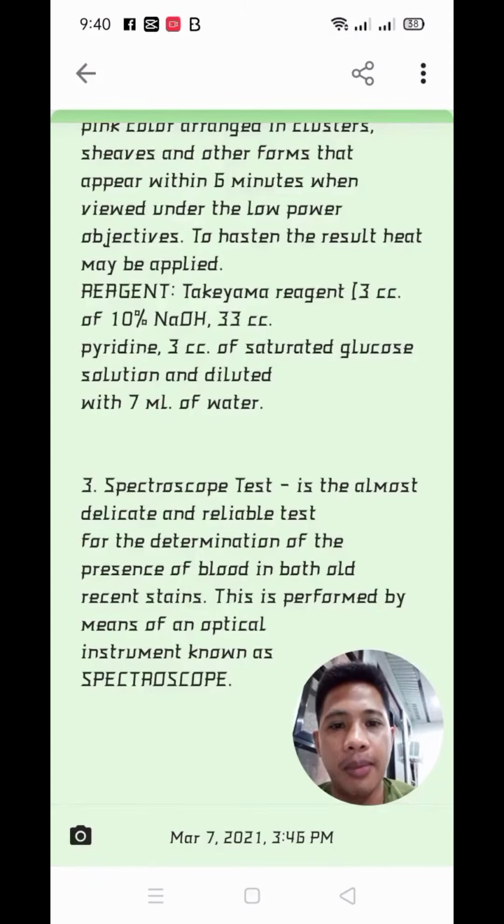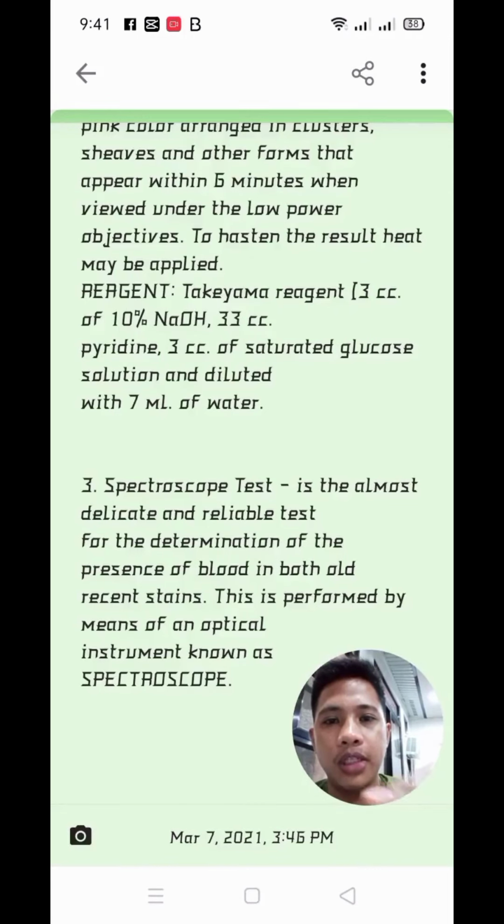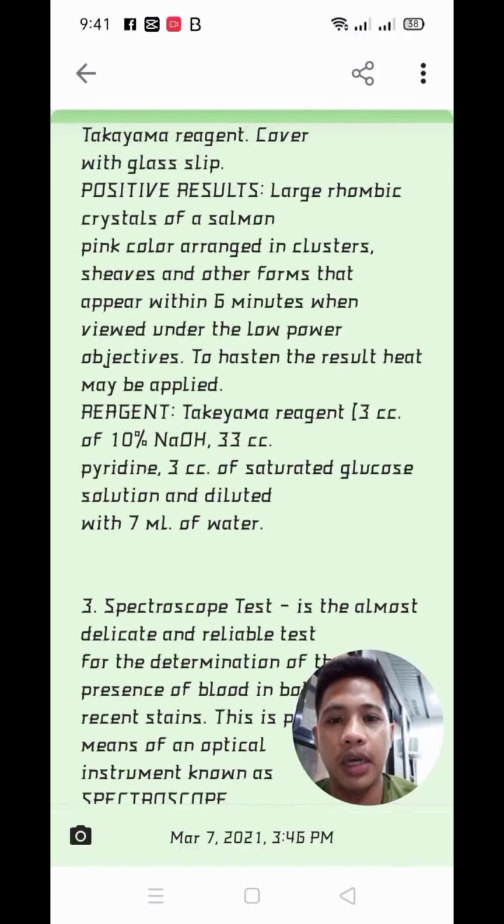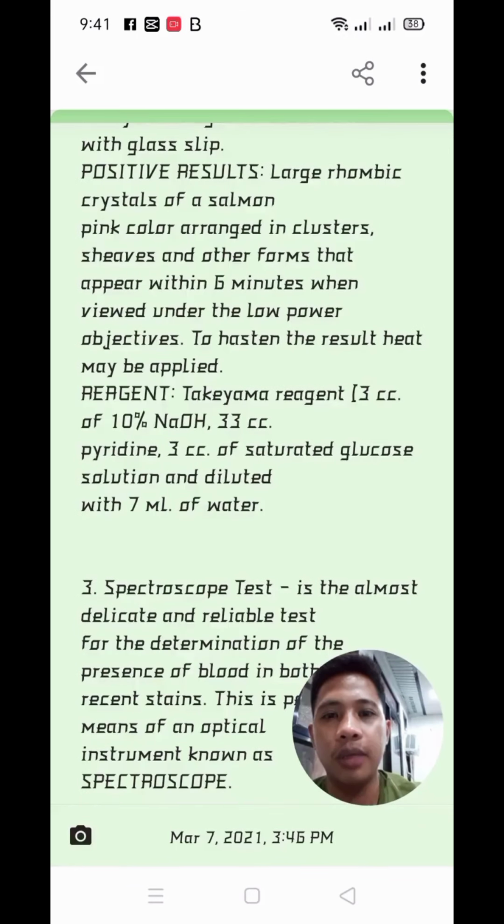Reagent: Takayama reagent: 3 cc of 10% NaOH, 3 cc pyridine, 3 cc of saturated glucose solution, and diluted with 7 ml of water. So this is the procedure under the low power objectives.